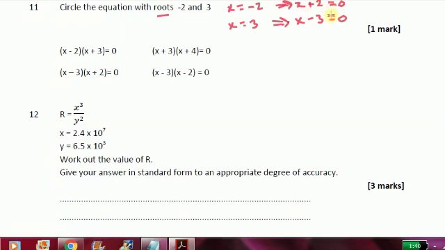But now the useful thing here is that if x plus 2 is 0 and x minus 3 is 0, then their product must be 0. So I'm looking for a product of two factors, x plus 2 and x minus 3. And I see that it is this one here.